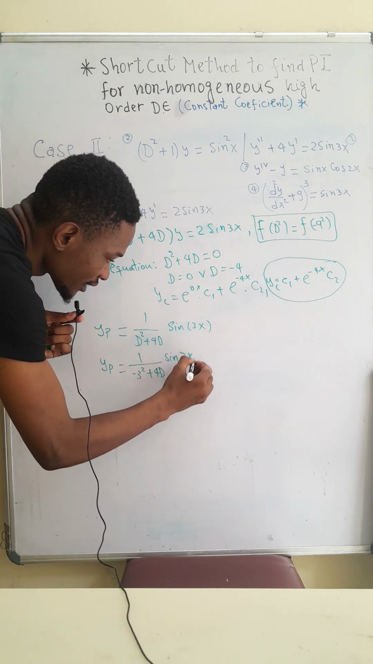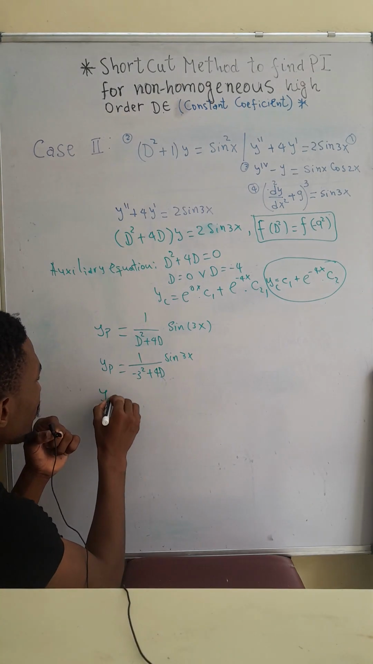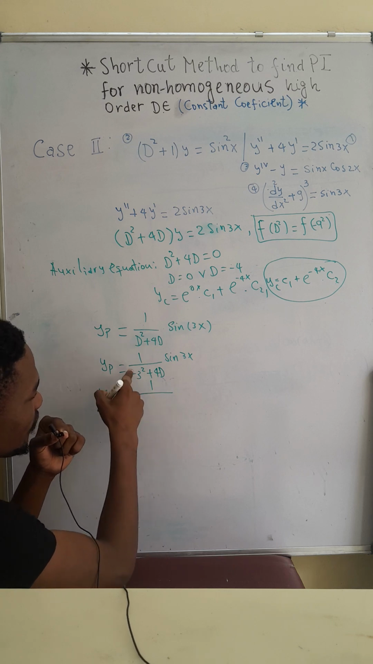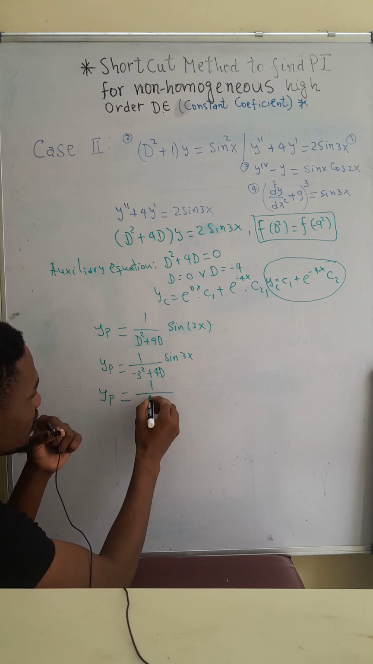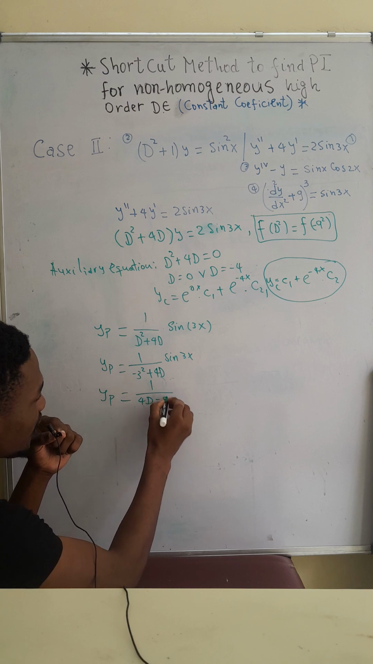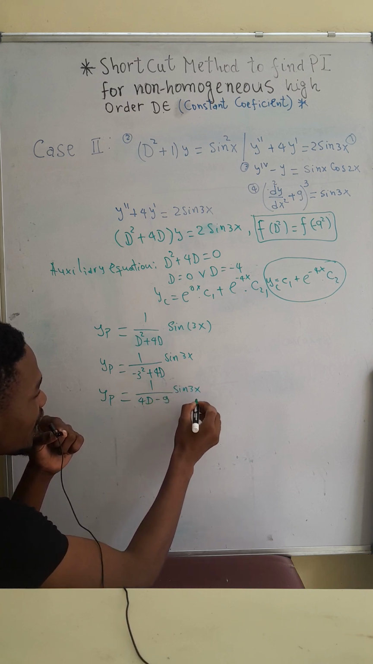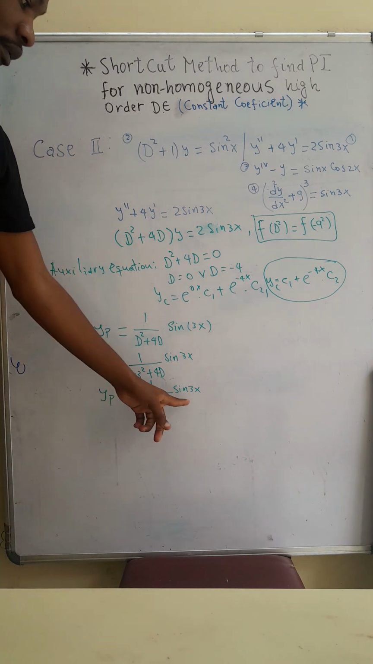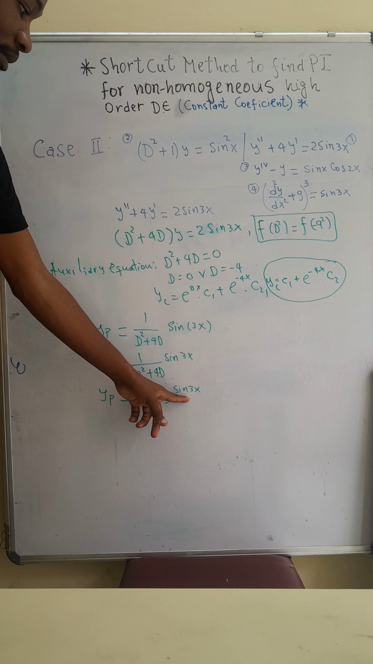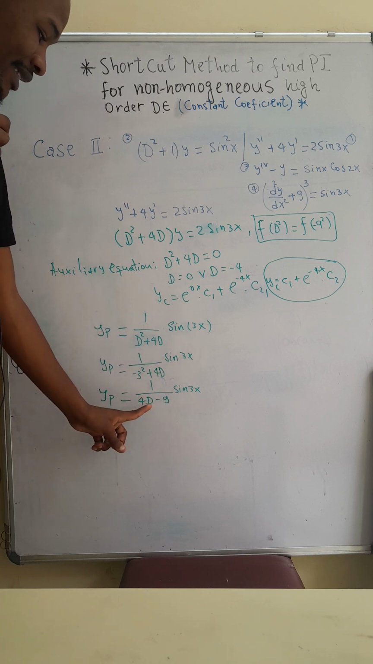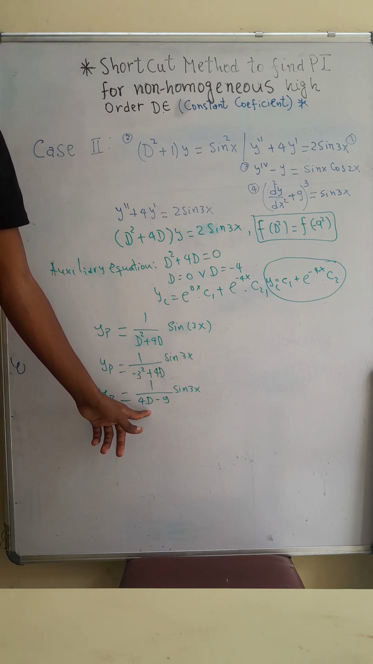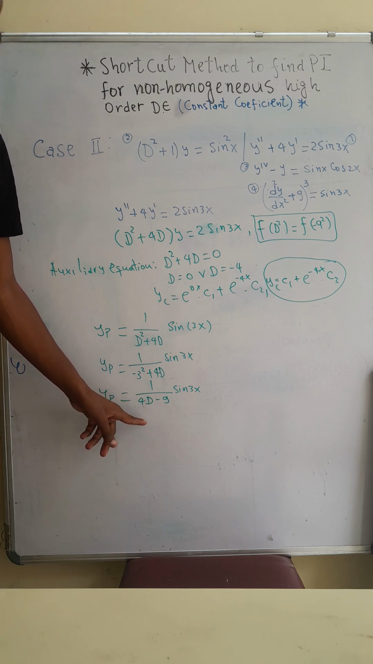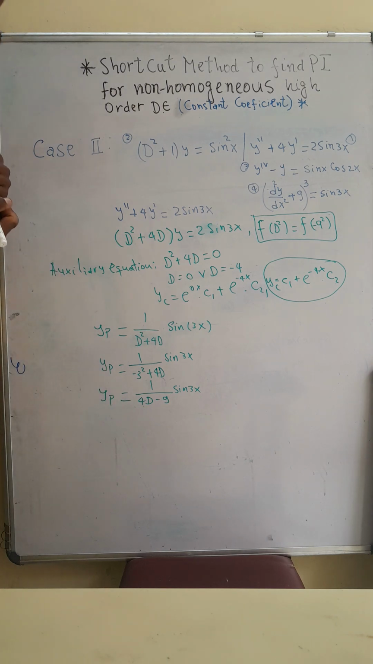Here your yp will be equal to 1 upon minus 9 plus 4d, so 4d minus 9, times sinus 3x. Now, whenever we have sinus or cosinus, I have to substitute minus 3 squared in the place of d squared. But this one is not d squared, so we have to make this expression look like a d squared. How to transform this one? That's the question.